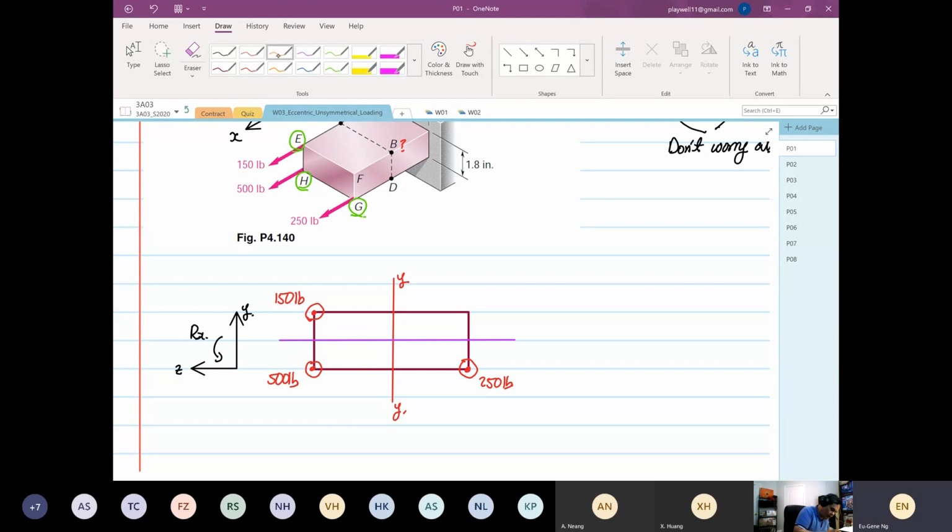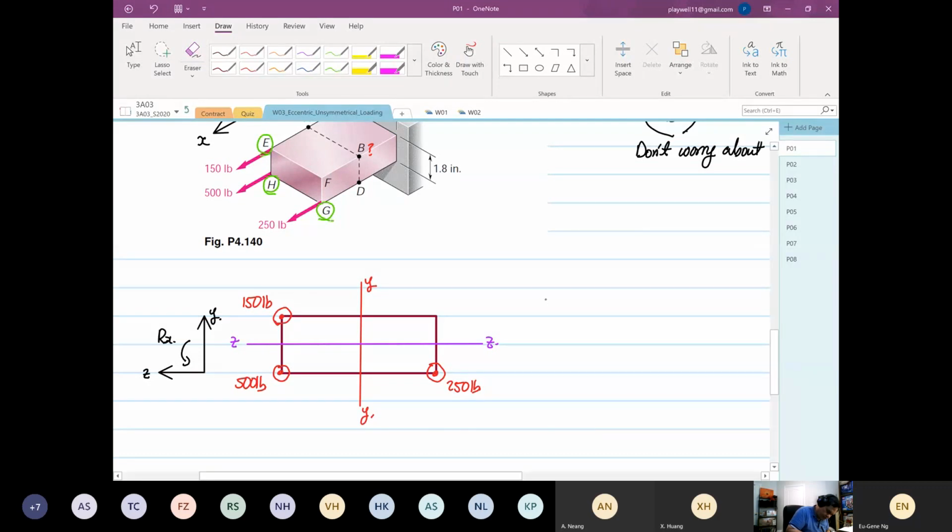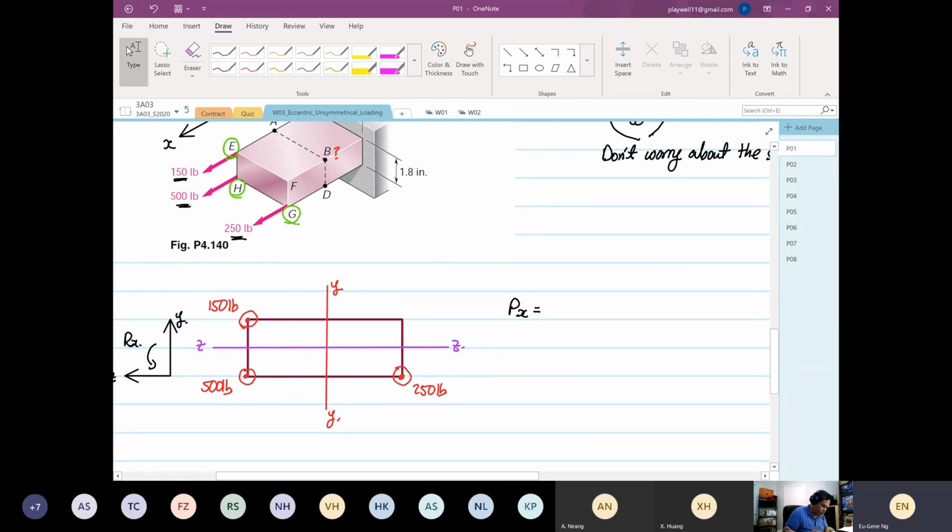So the first thing to take note of, we are going to calculate our Px. For Px, all of them are acting away from the structure. So all of them will induce a tensile stress, right? So you have 150 plus 500 plus 250. So this will give us 900 pounds force. And this 900 pounds force is going to be tensile.